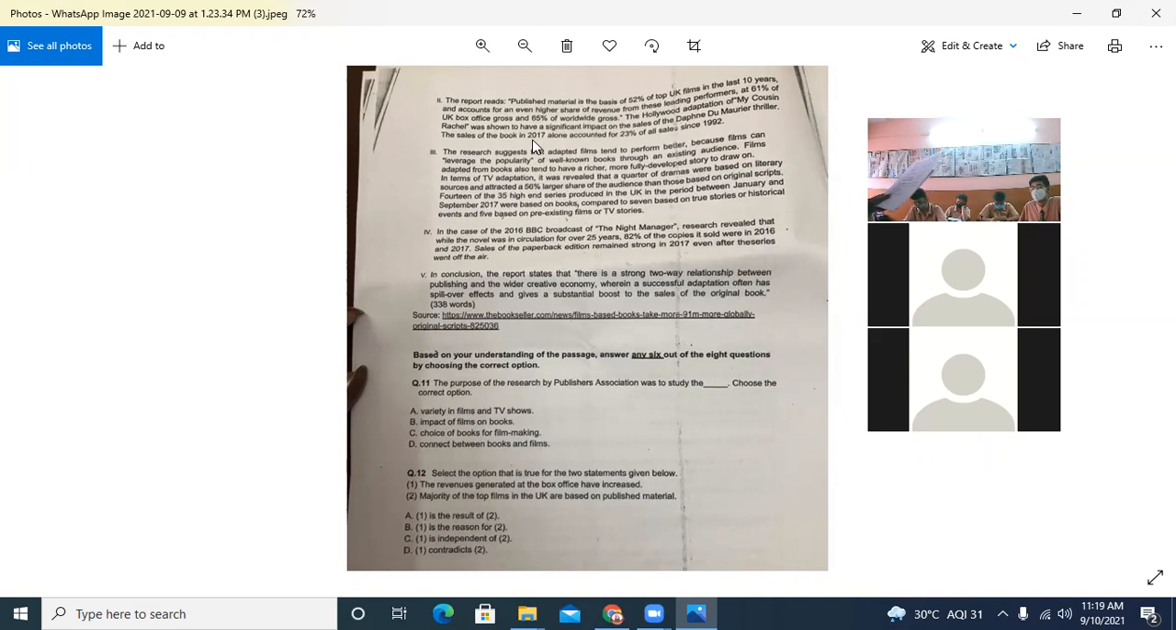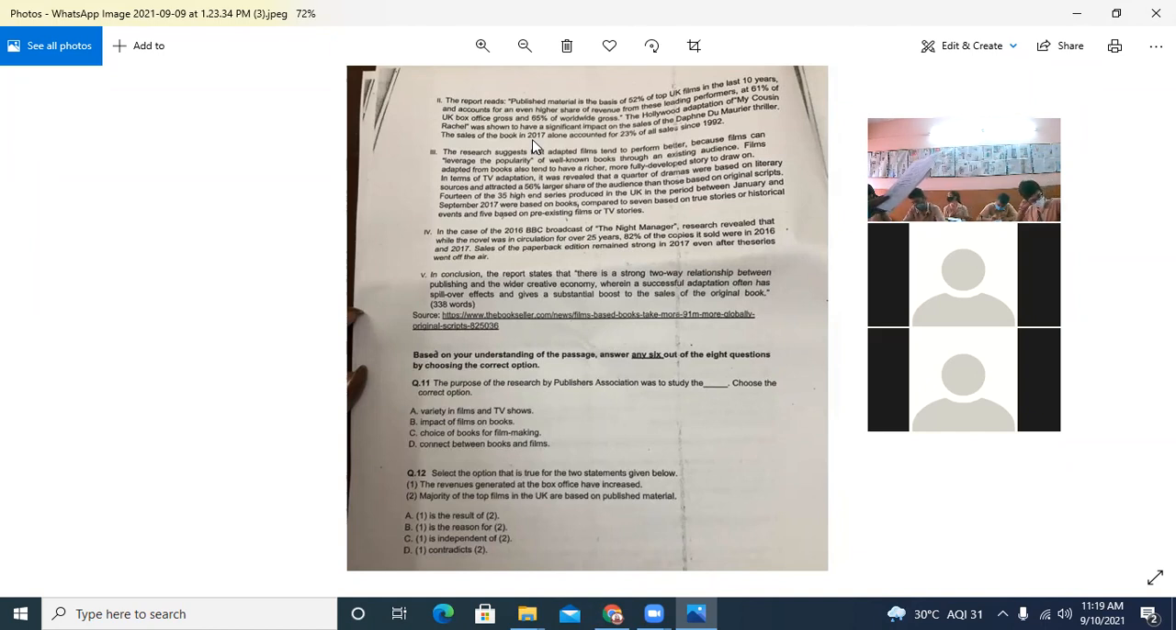Now, in the case of 2016, BBC broadcast of the Night Manager, research revealed that while the novel was in circulation for over 25 years, it means it existed for the past 25 years, 82% of the copies it sold were in 2016 and 17. Sales of the paperback edition remained strong in 2017, even after the series went off the air. Went off the air means when the series appeared, sale increased. But when this series stopped broadcasting, then again the sale was here.